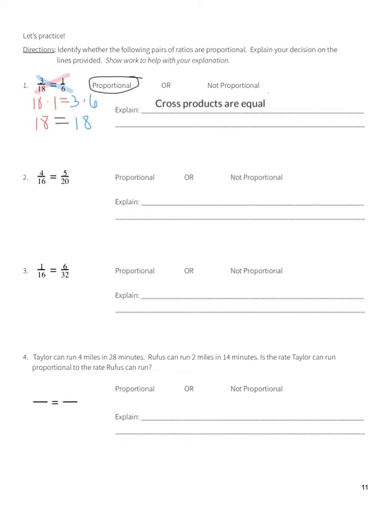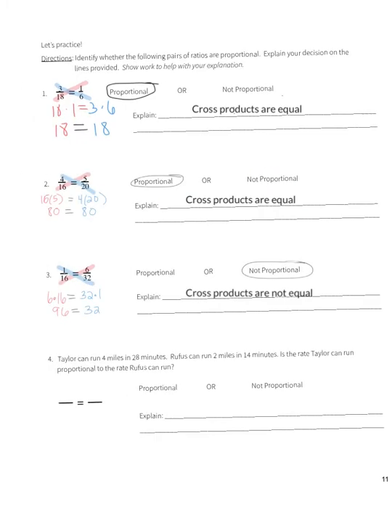All right, I want you to try these next two on your own. You are going to use the cross products to determine if they're proportional or not proportional, and then explain. Okay, hopefully you had a chance to try these on your own.